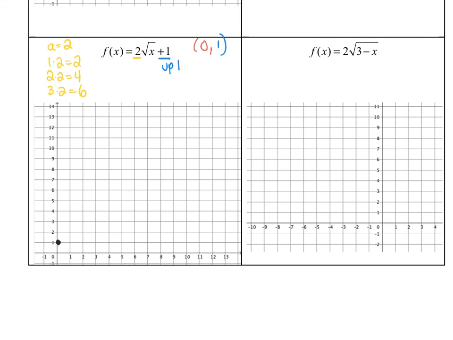I start at my starting point and I go right 1, but now I go up 2, and I plot it. And then I go right 1, 2, 3, 4, and I go up 4 now because it changed, 1, 2, 3, 4, and I plot it. And then I go right 9, so the 1, 4, and 9 never change, but the other numbers do. So I go right 9, and now I go up 6 instead of 3. So 1, 2, 3, 4, 5, 6, and I plot it. And then I make my square root function graph.